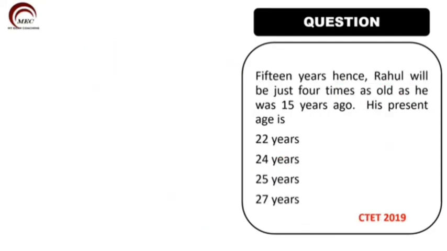This question is selected from CTET 2019, CTET paper 2019. 15 years hence, Rahul will be just 4 times as old as he was 15 years ago. His present age is what? So here we are talking only about Rahul. What we want to find out is the present age, the unknown quantity, so let us take that as x. So the present age of Rahul is equal to x.